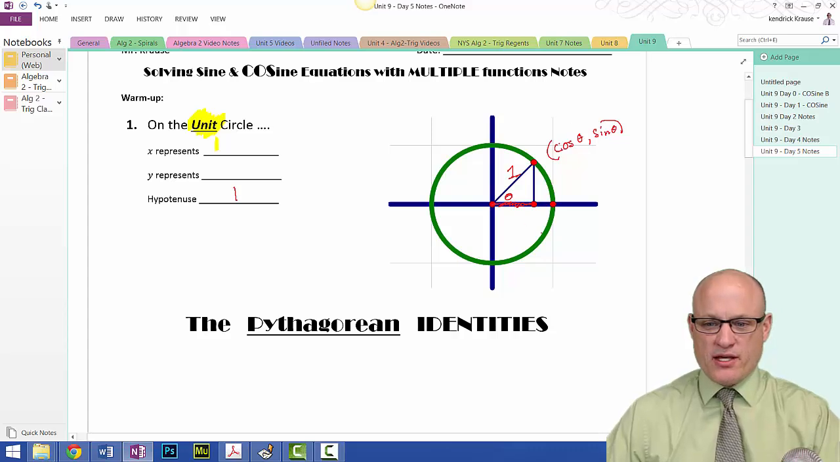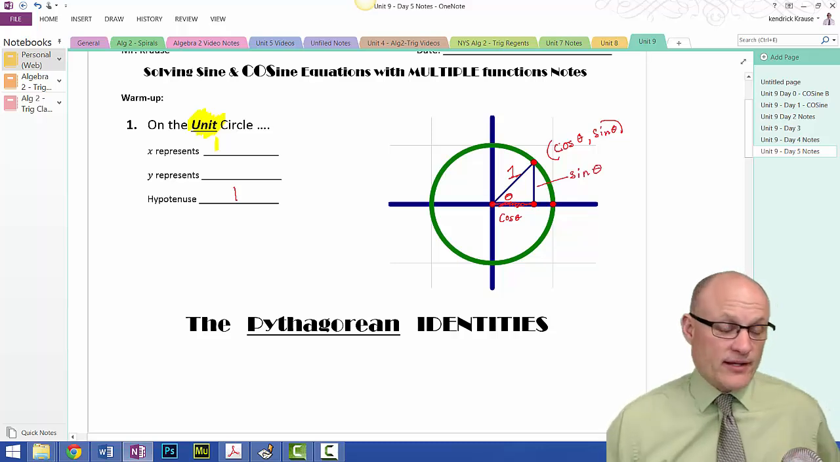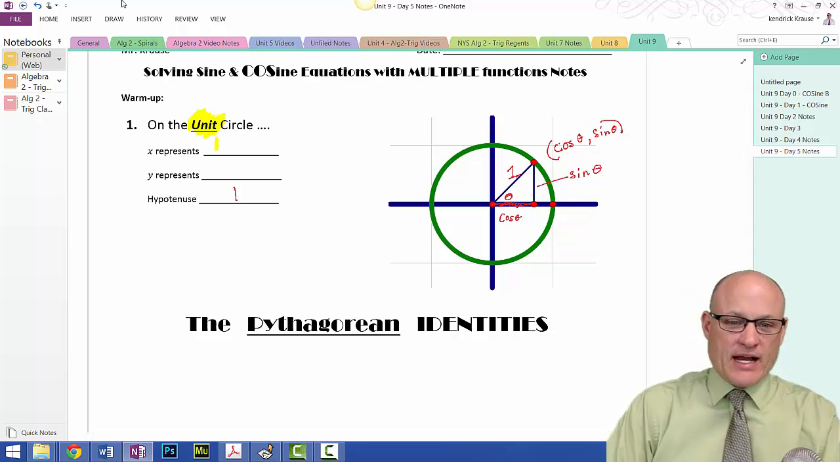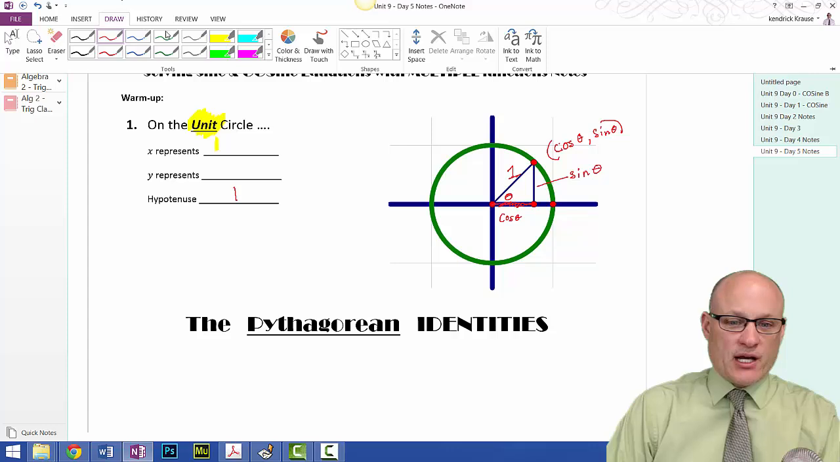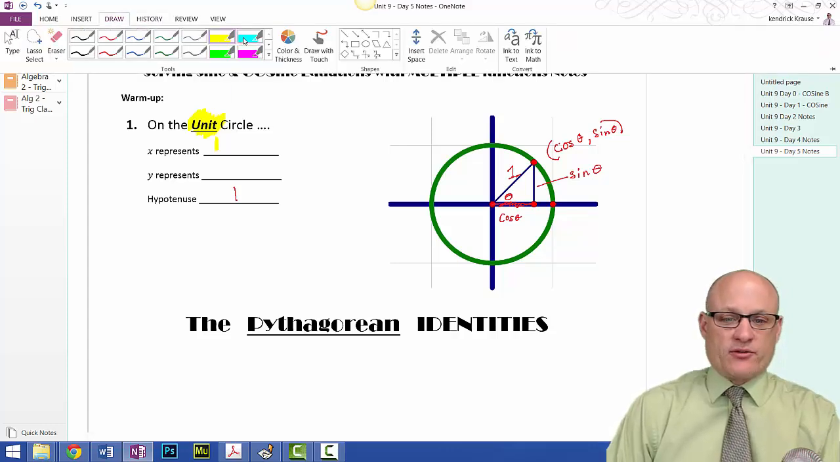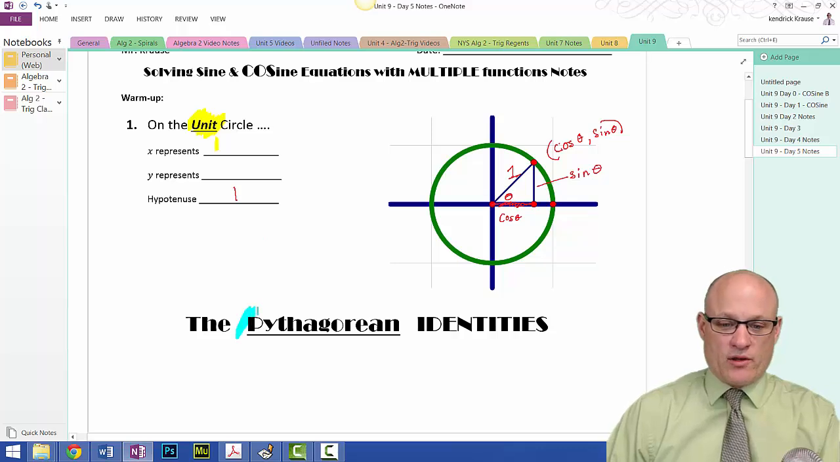So the x value is represented by the cosine of theta. And the y value is represented by the sine of theta. Okay, fantastic. So what? Who cares? Look what we got going on. Something I know that you all love to do. I got it. I know what this is. I know what the Pythagorean identity is.